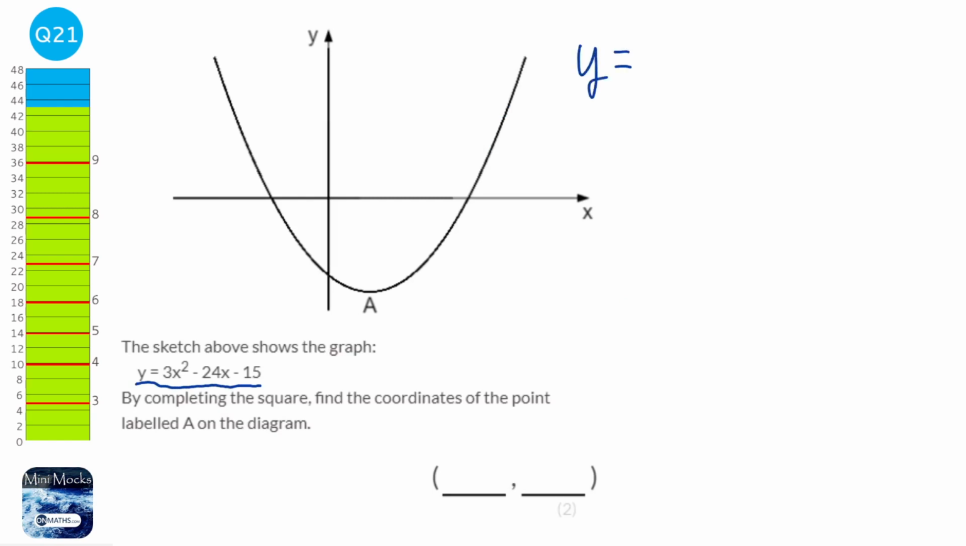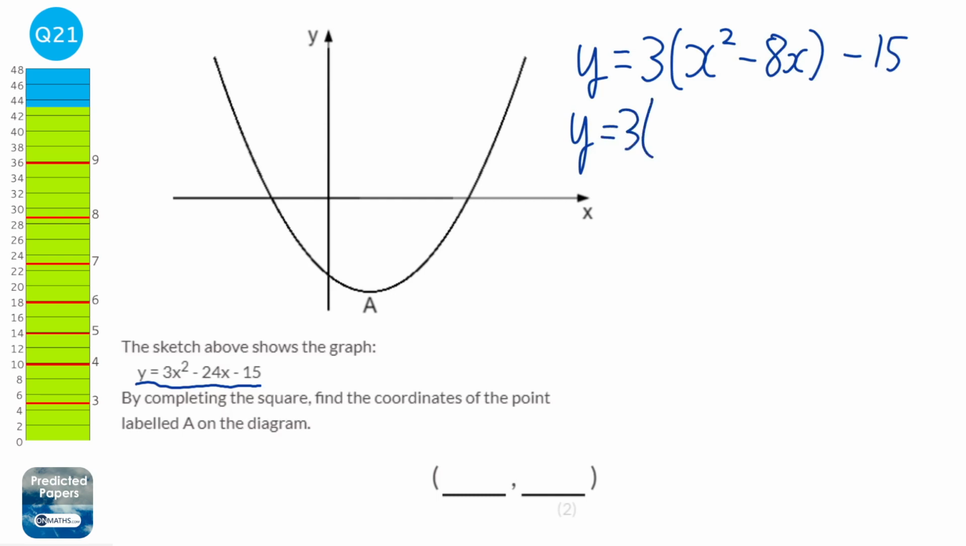So the first thing I'm going to do is remove the coefficient of the x squared. So we want just x squared and so on. So I'm just going to make a set of brackets, and we're going to factorise it out of the x squared and the minus 24x. So that would be minus 8x. Then we've got the takeaway 15.